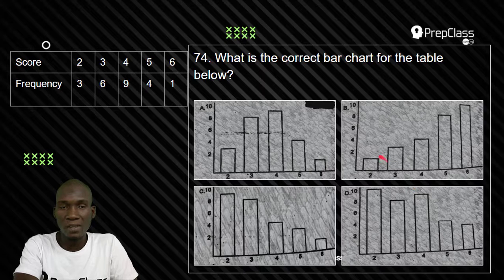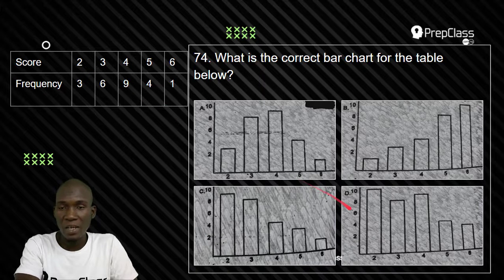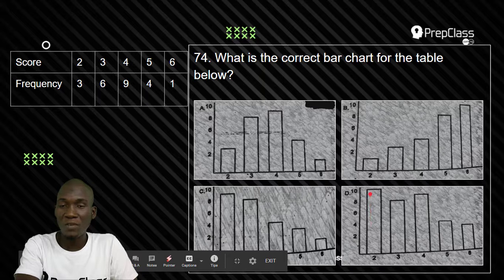Alright, let's check the others. For B, 2 is supposed to have a frequency of 3, but here 2 has a frequency of 1. So it means this is wrong automatically. Let's go to option C. 2 is supposed to have a frequency of 3, but here we have 2 with a frequency of 9. So that is wrong as well. Let's go to the last option, D. 2 has a frequency of 3 from the table, but here 2 has a frequency of 10. So it means B, C, and D are wrong.